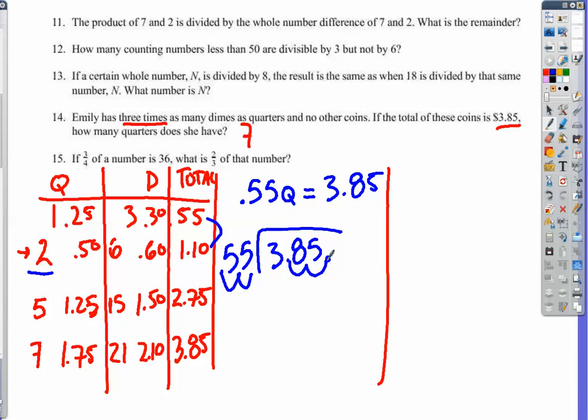So 55 going into 385. How many times does 55 go into it, anyways?